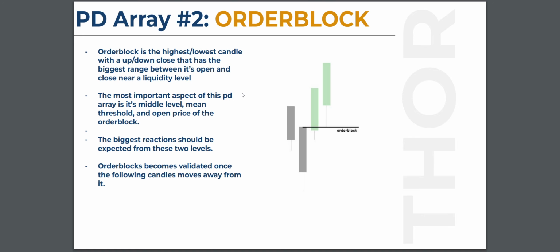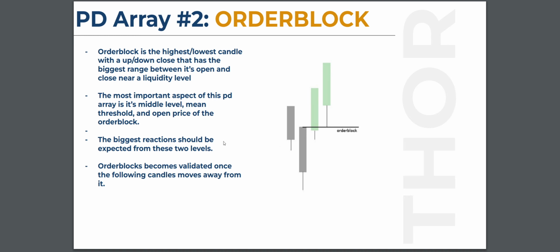Perfect, beautiful. Second PD array is order blocks. Order blocks is essentially the highest or the lowest candle with an up close or a down close candle that has the biggest range between its open and close near a liquidity level, right? If it's not near a liquidity level, it doesn't have any significance to it, right?